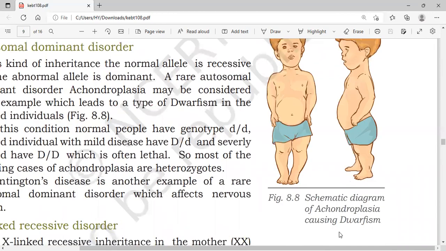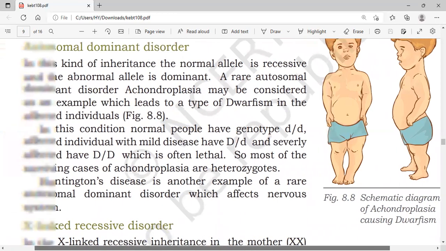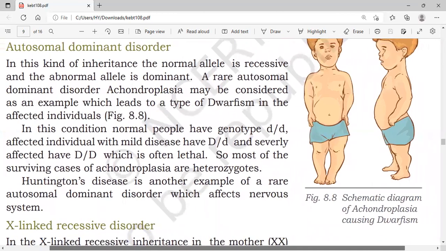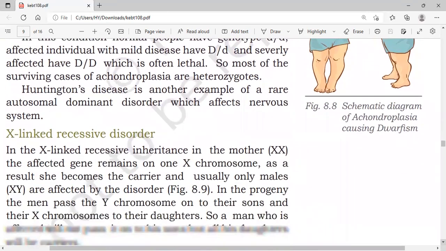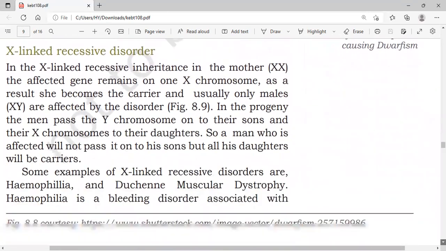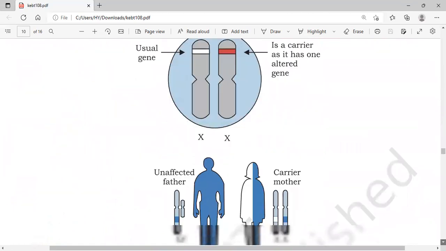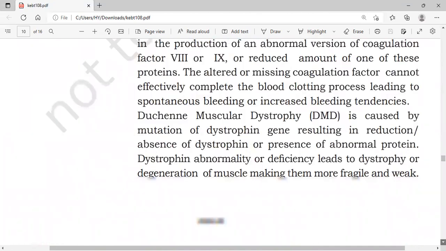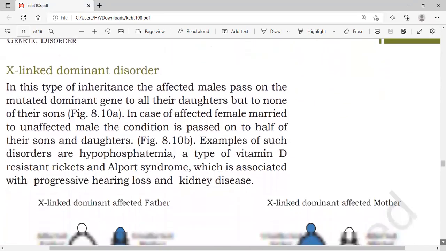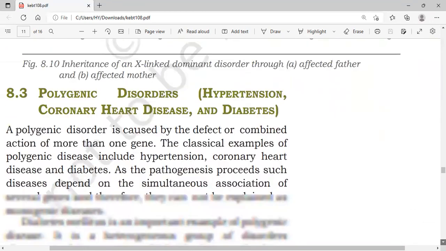Autosomal dominant disorder, achondroplasia causing dwarfism, and then X-linked recessive disorders are shown. So we'll be doing autosomal dominant disorders, X-linked recessive disorders, and some X-linked dominant disorders in our next video.